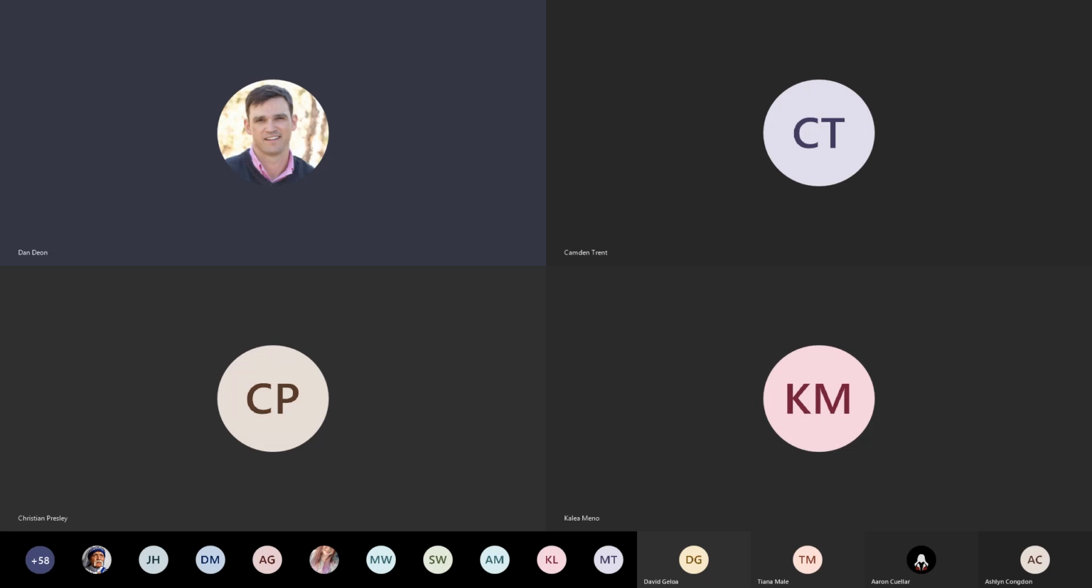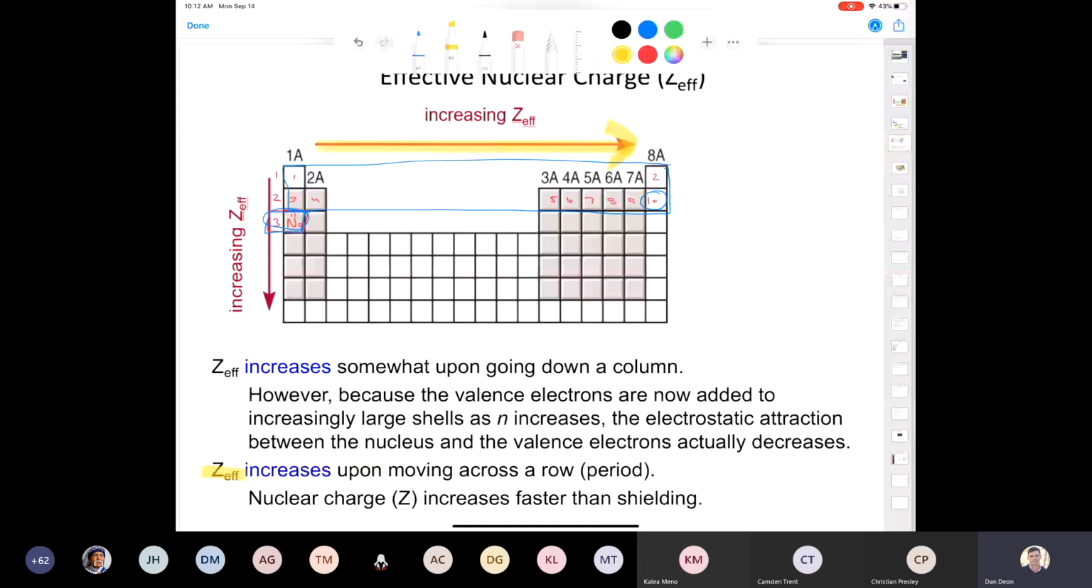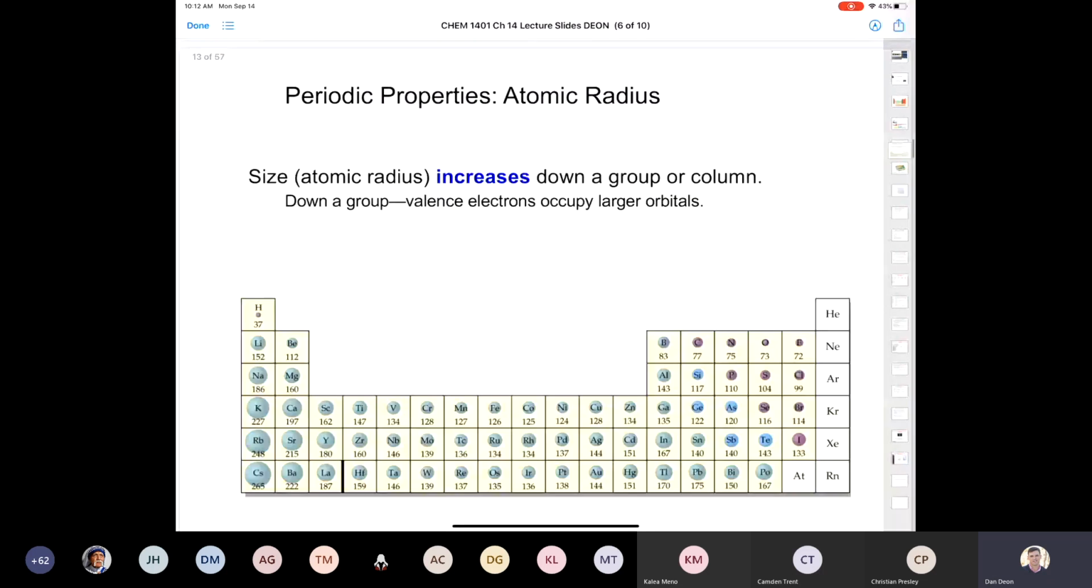All right, so let me get back to sharing my screen. Now, effective nuclear charge, you're just going to have to take my word for it that it increases going down a column or a group. That's a little bit more tricky because we haven't really discussed valence electrons, and you don't know what N is yet. It's not number of moles, but we'll talk about that later. I just want you to get the idea that as the nucleus gets more and more positive, that explains why the atomic radius is going to decrease when we go across a period like this.